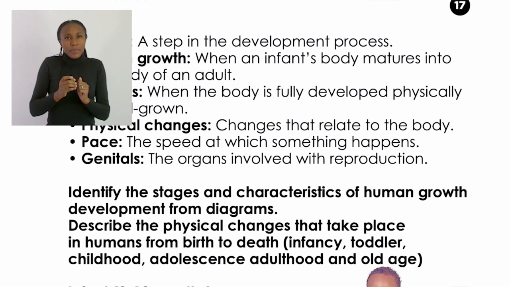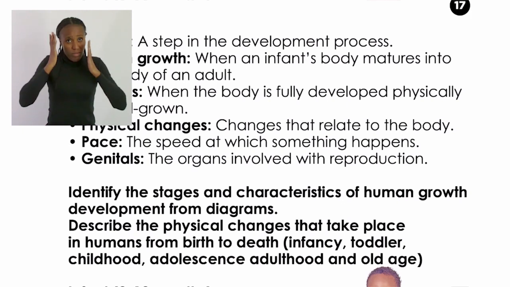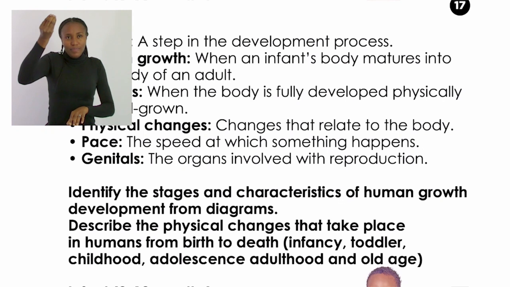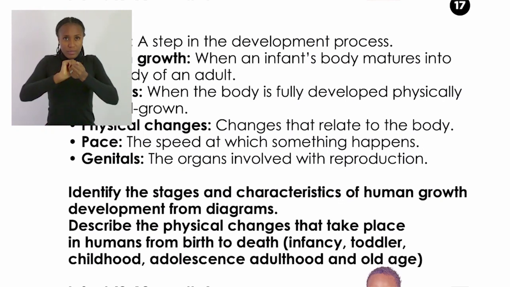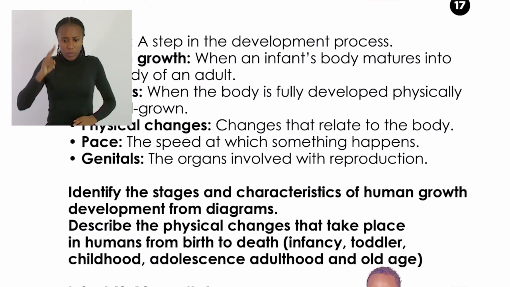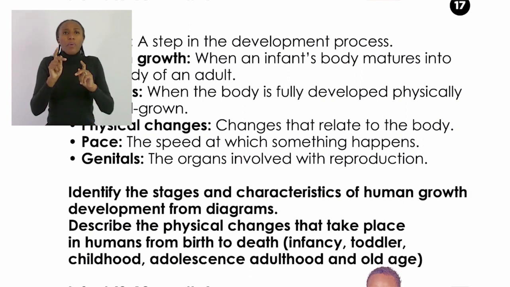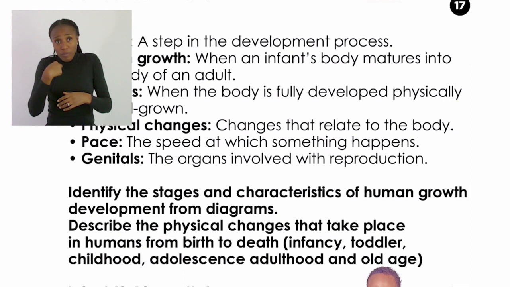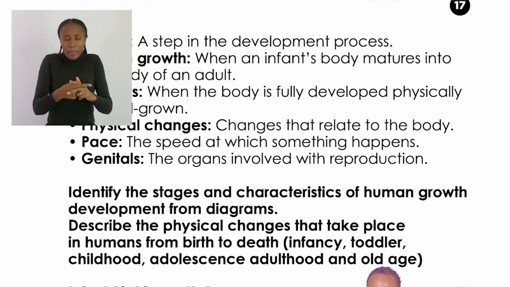Matures is when the body is fully developed. It means you become a very big person now, or a grown somebody. Physical changes. These are the changes that relate to the body. It means we can see them. When you are thinking of something that's not a physical change, physical changes should possibly be seen or can be identified on your body. We look at the pace. The pace is the speed at which something happens. How fast or how slow is the pace? And we look at the genitals, the organs involved in reproduction.